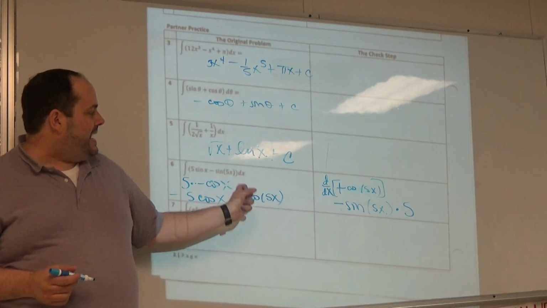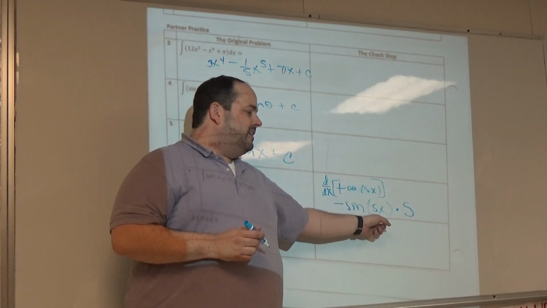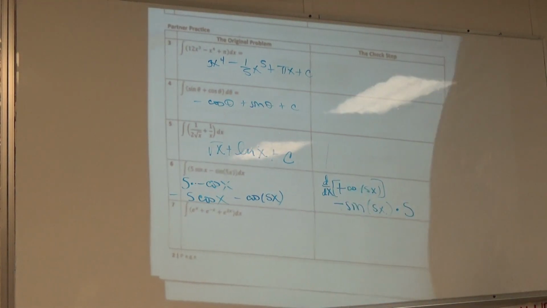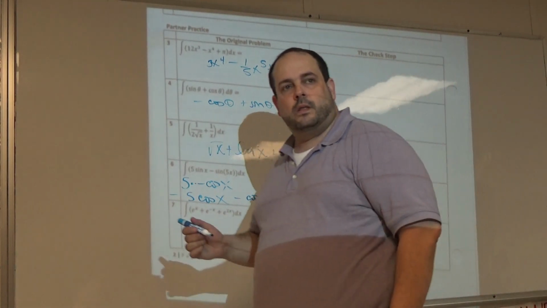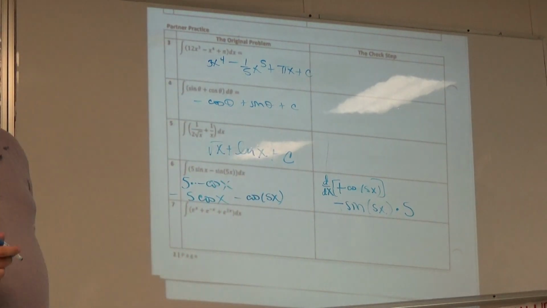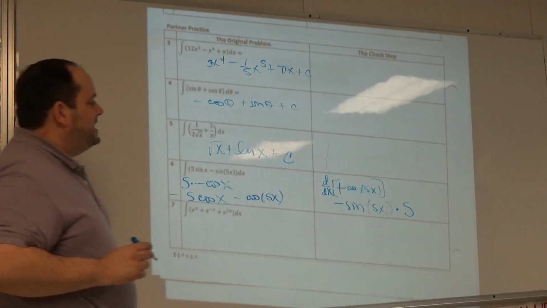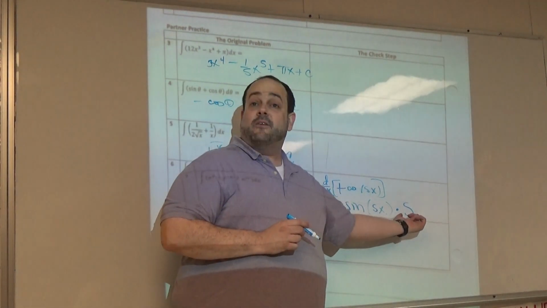The reason that I'm not getting the right answer, I've got negative sine 5x times 5. How can we fix that? Tomorrow the rules will come and we will memorize all the right things. But the question is, how do I get rid of this times 5?